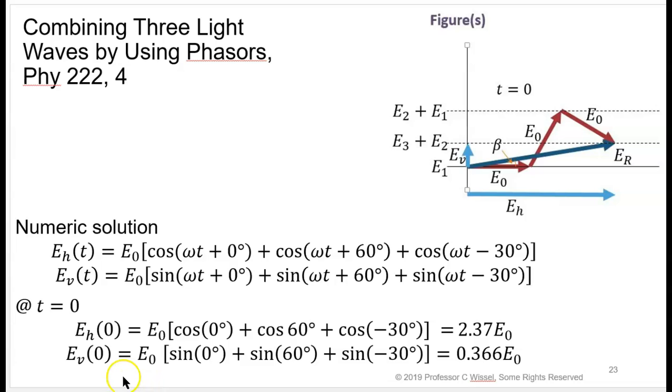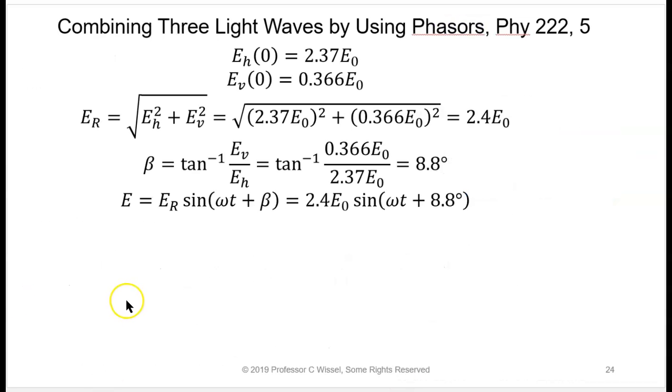Similarly, the vertical is associated with the sine. That will be E naught times the sine of 0 degrees plus the sine of 60 degrees plus the sine of minus 30. If you analyze that, it ends up being 0.366 E naught. Now, I just repeated these on the next page for convenience.